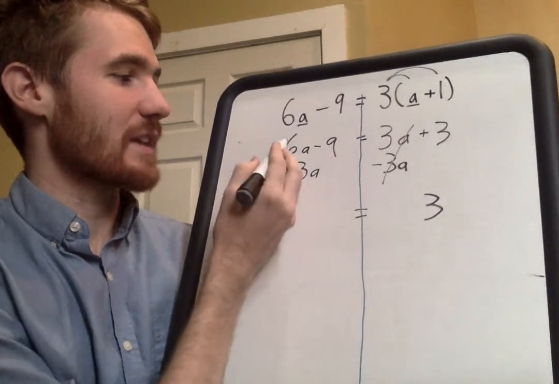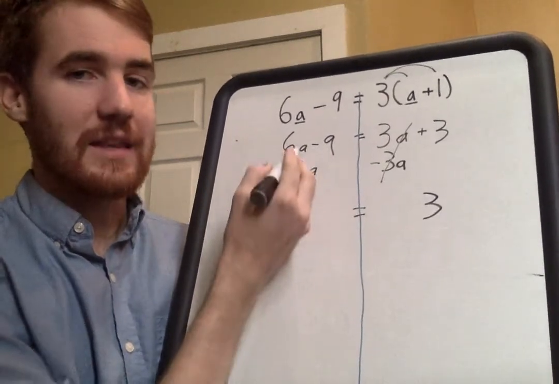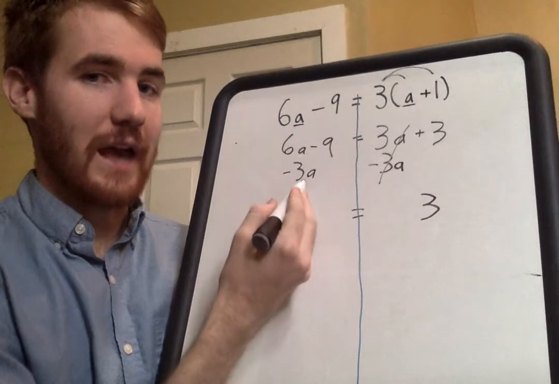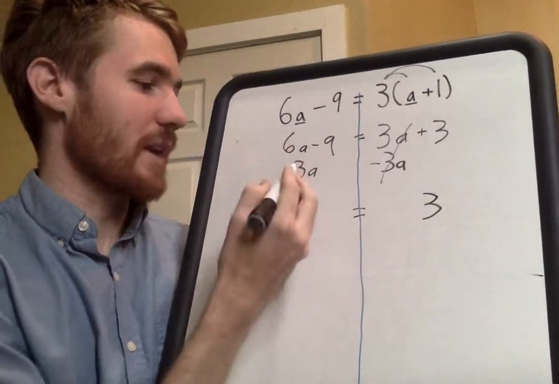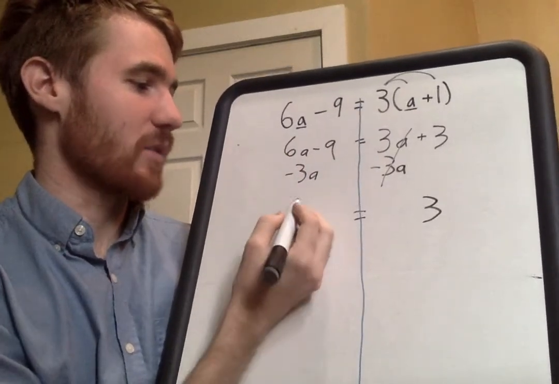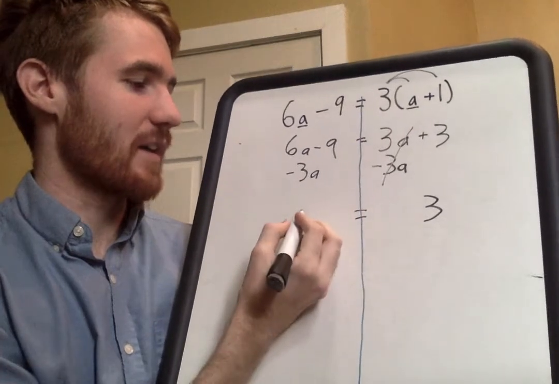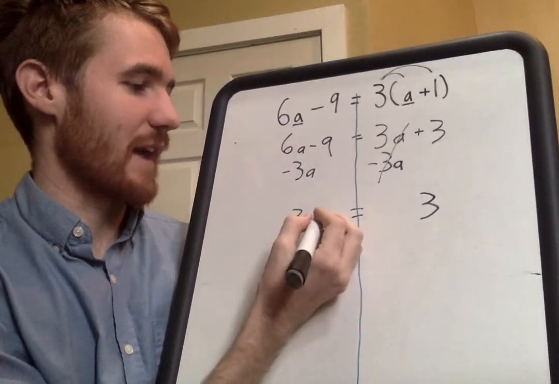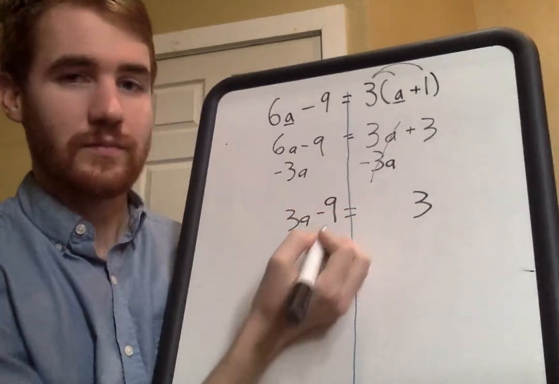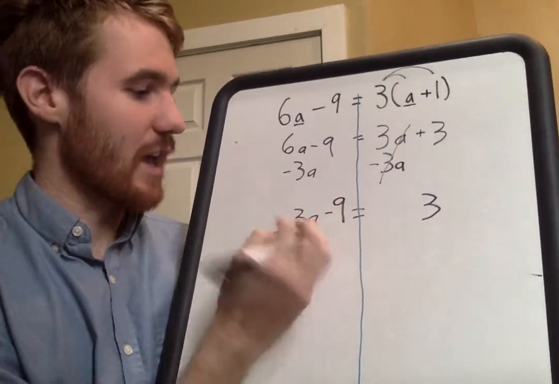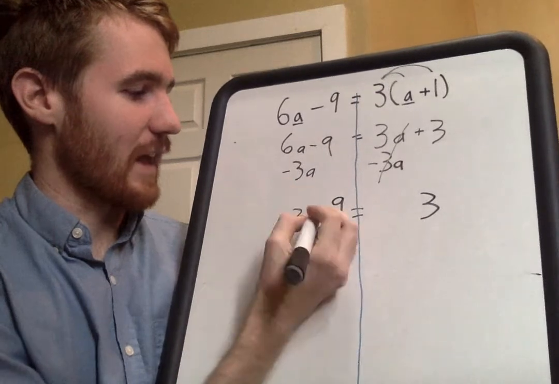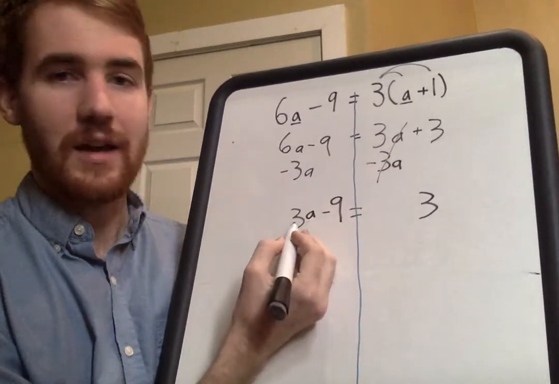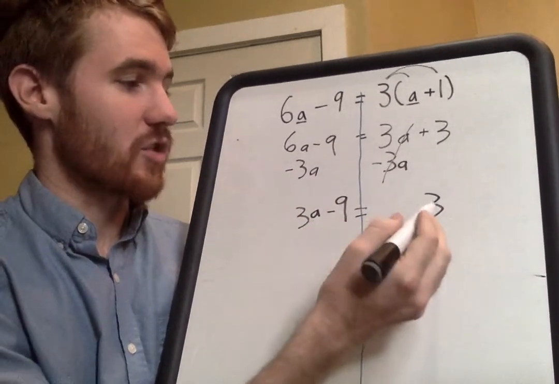Over here we have 6a minus 3a. These in fact can be combined. They're both a. So 6 apples minus 3 apples. We don't know that they're apples, but that's how I always think of a. Is 3a left over. And of course we still have the minus 9. So now we have 3a, I apologize, this doesn't really look like an a. Now we have 3a minus 9 equals 3.